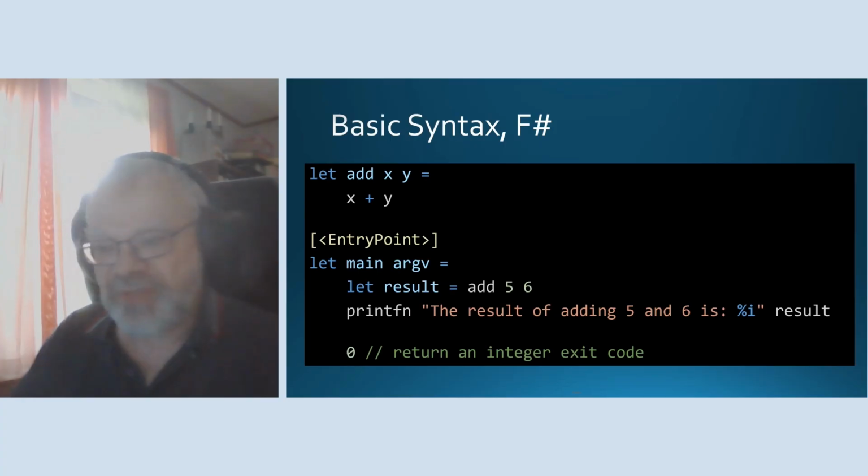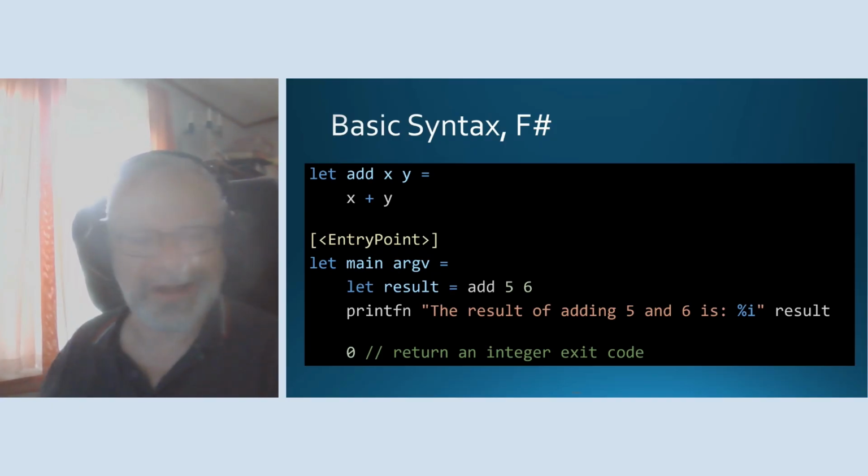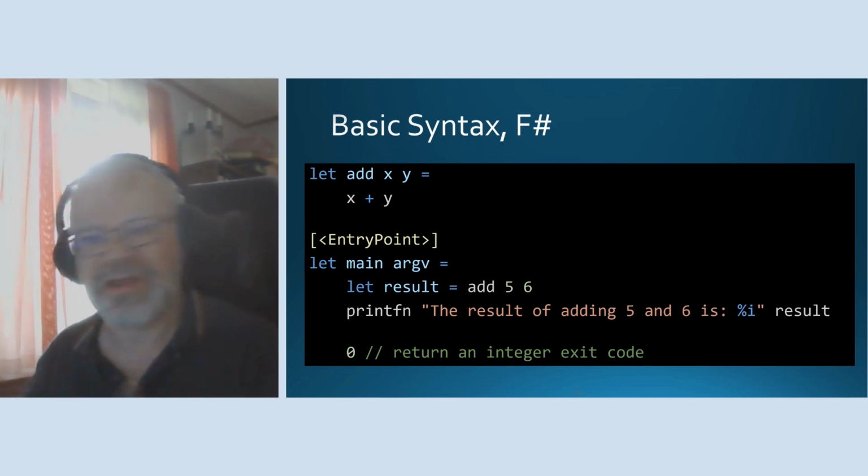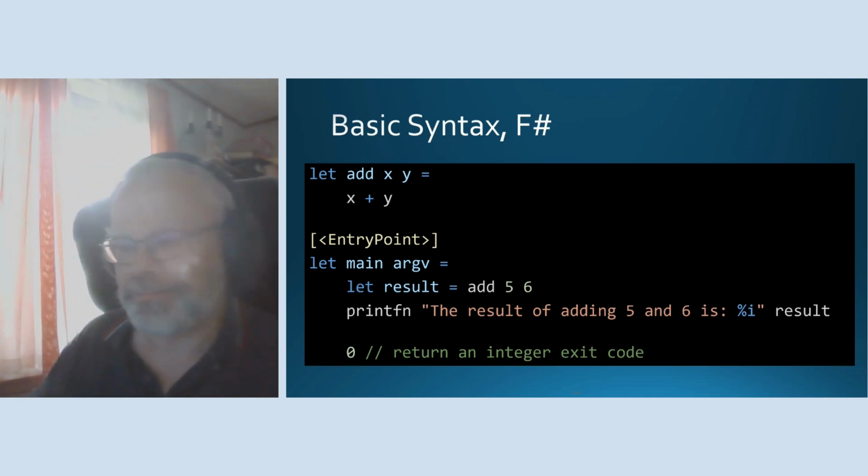And here's the exact same thing. We add the 5 and 6, and then we print it to the screen. This entry point, that's the .NET runtime saying that you must declare a function to start the program. And we must also always return an exit code, an integer. So 0 on the last line is the exit code of this program.